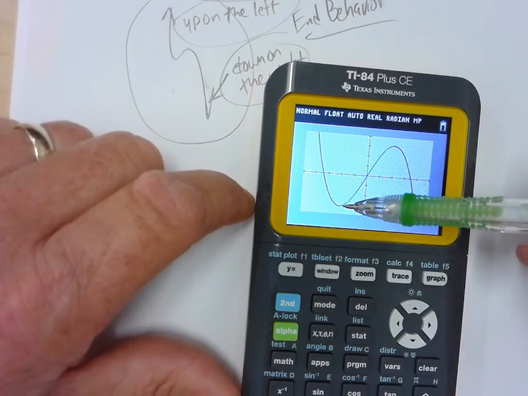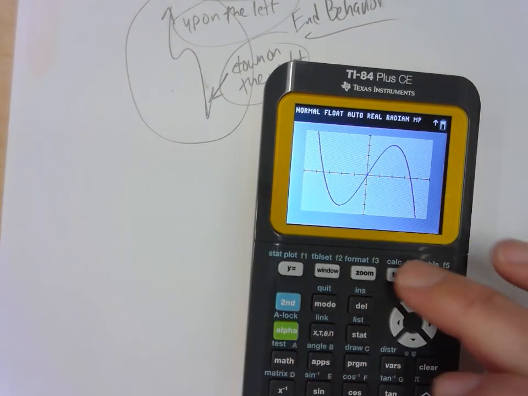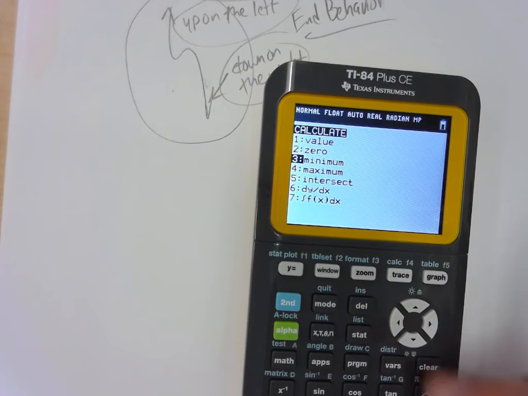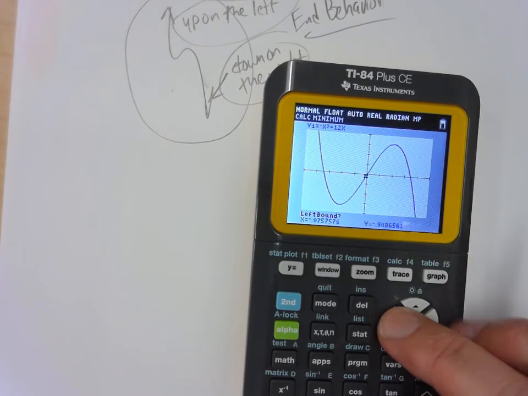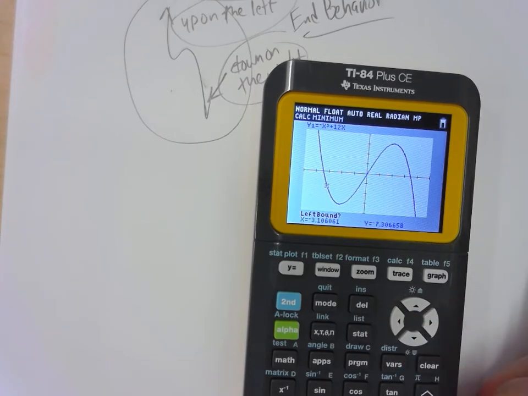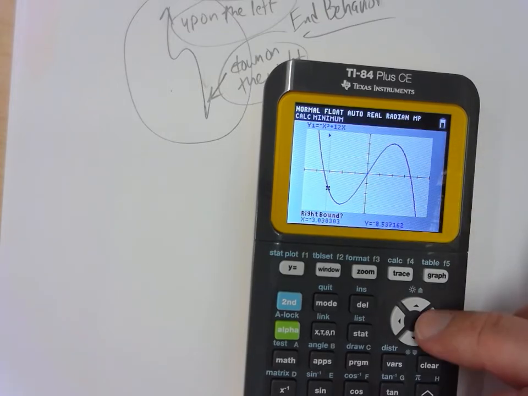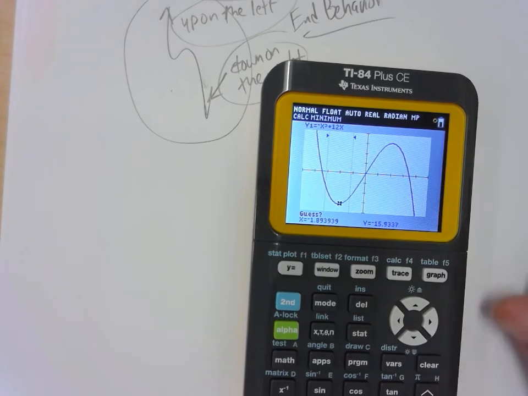And we do that using the calculate feature right here that we've used before. So go to second, calculate, and I'm going to choose minimum because I want to find that minimum spot. So I got to move to the left side of the minimum. Right now I'm on the right side of the minimum, so I'm moving over to the left side. Hit enter, which puts the little mark on there. You can see the mark. Now I go to the right side. And then I go back and I hit enter for a guess.